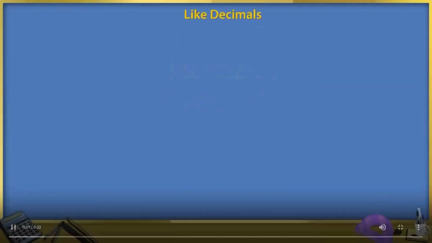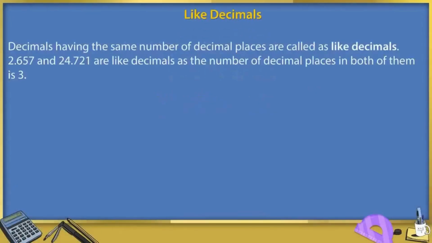Like decimals. Decimals having the same number of decimal places are called as like decimals. 2.657 and 24.721 are like decimals, as the number of decimal places in both of them is 3.